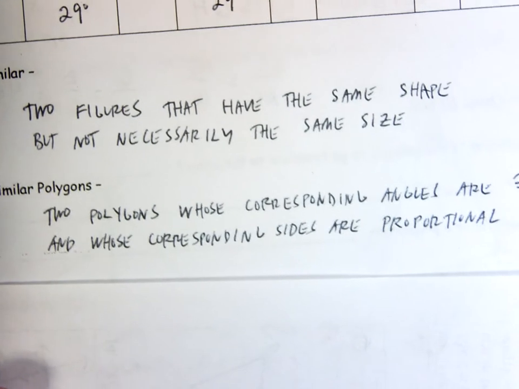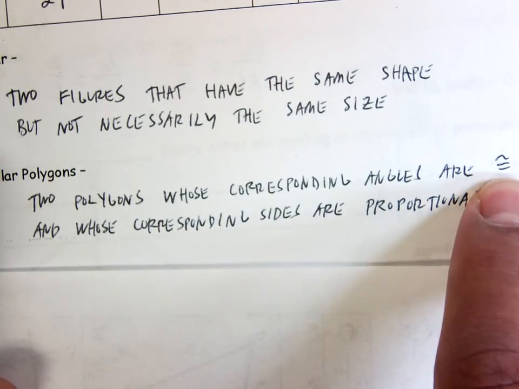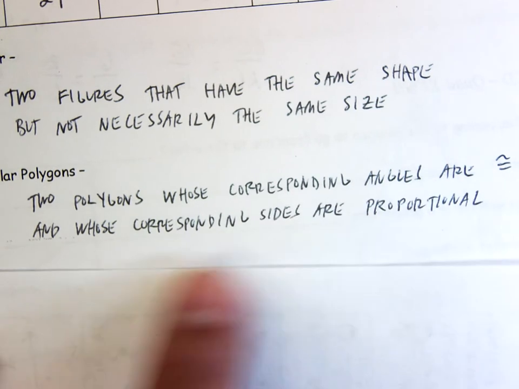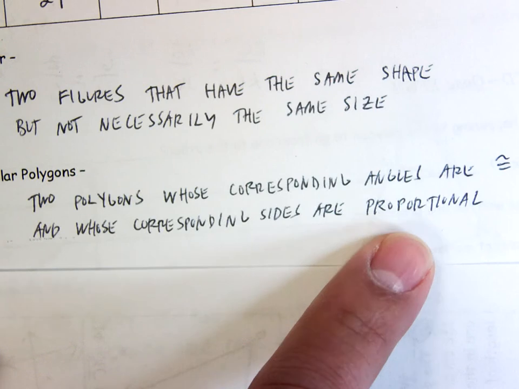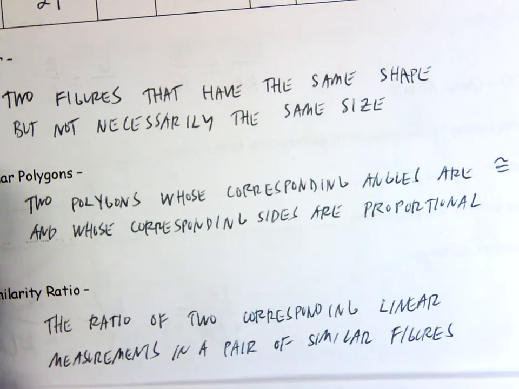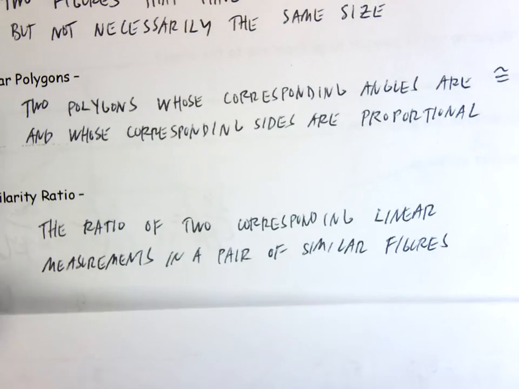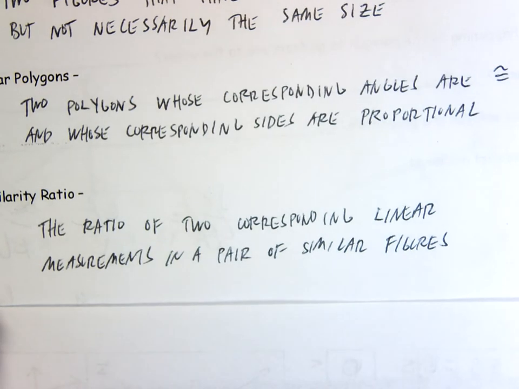What are similar polygons? Two polygons whose corresponding angles are congruent. Again, the corresponding angles have to be congruent, and the corresponding sides not congruent but proportional. That's what we spent last class doing, talking about what it means to be proportional. A similarity ratio is the ratio of two corresponding linear measurements in a pair of similar figures. Basically, what did they multiply the first shape by to get the second shape? Okay, so now what does that mean and what does it look like?